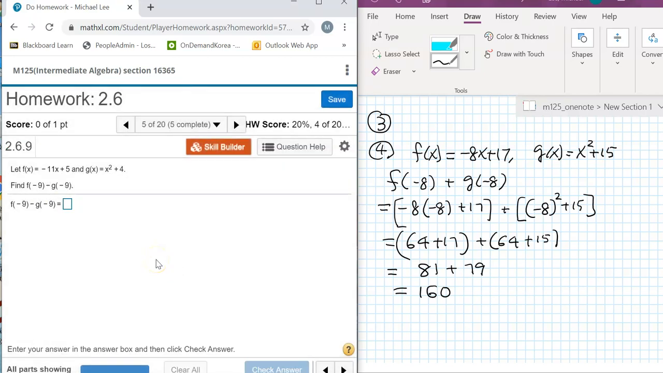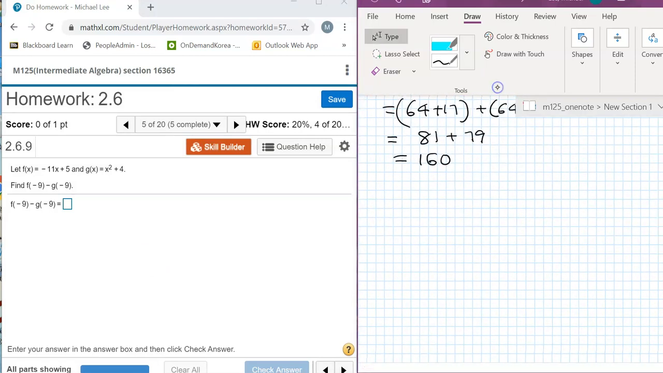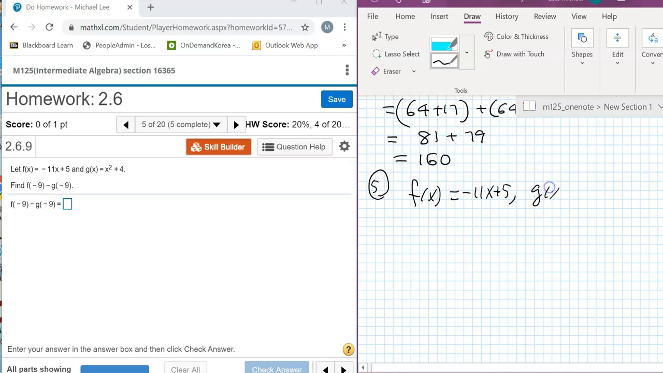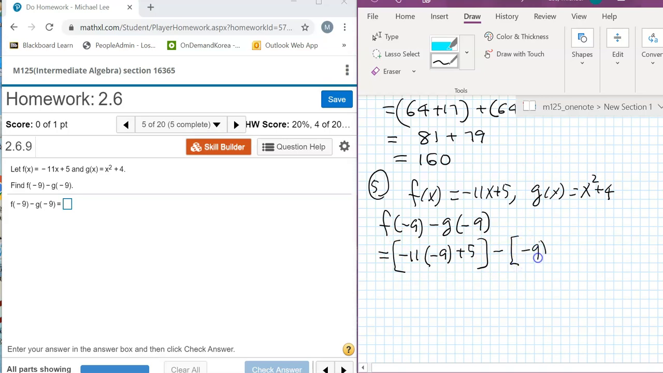So the next one is similar, number 5. Now f of x is negative 11x plus 5, and g of x is x squared plus 4. So what is f of negative 9 subtract g of negative 9? So this is negative 11 times negative 9 plus 5 for the first part, subtract g of negative 9, negative 9 squared plus 4. That's what it means.